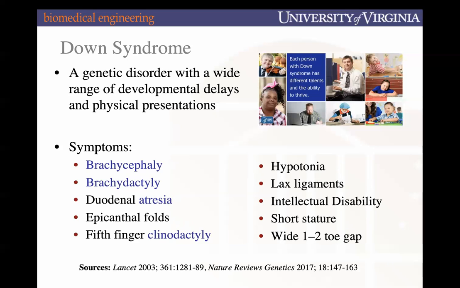There's also fifth finger clinodactyly, which is usually a shorter fifth digit. There's also hypotonia, which is lower muscular tone, particularly when they're first born. That is just lower muscle mass, which also leads to more lax ligaments. There's also intellectual disability, and the last two physical presentations are usually a shorter stature and a larger gap between their first two digits on their feet. We're going to talk a bit about the etiology of Down syndrome in a moment.